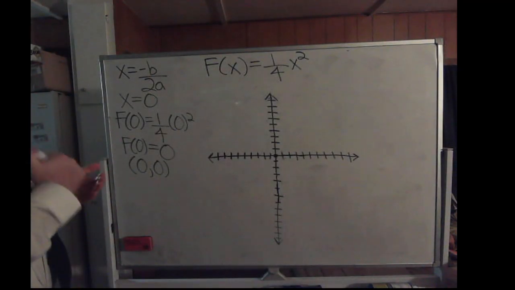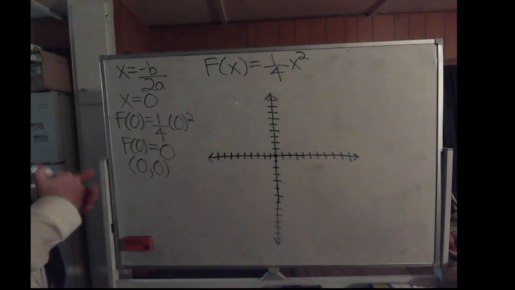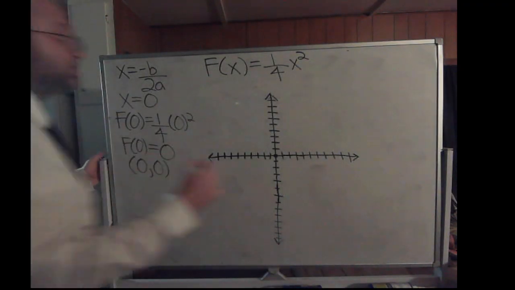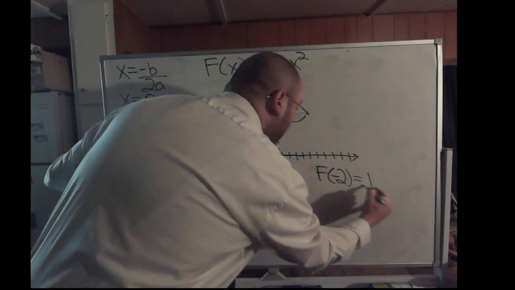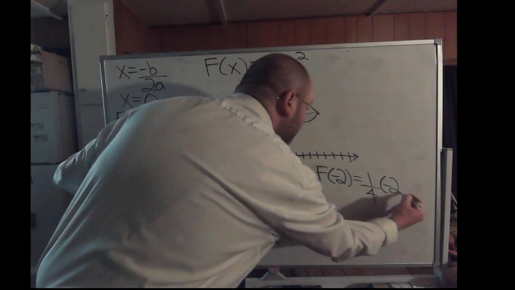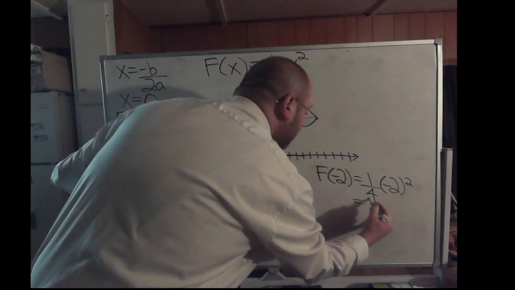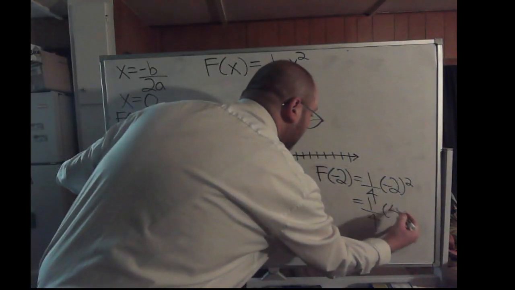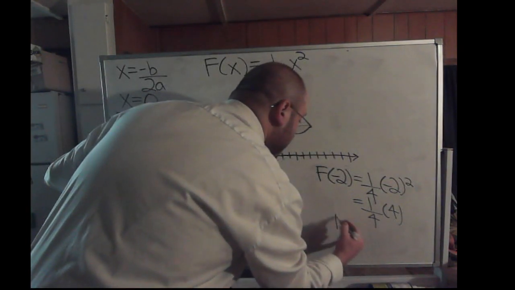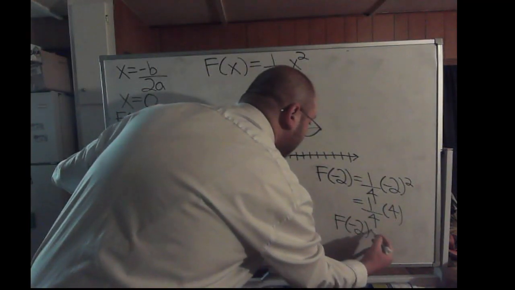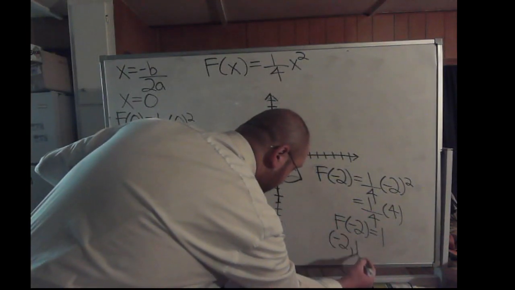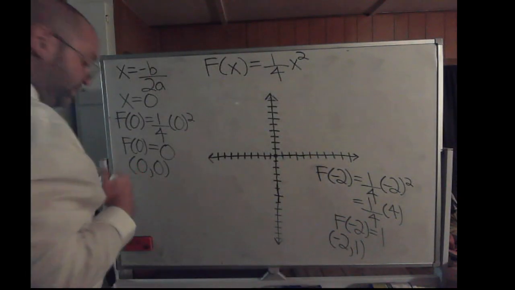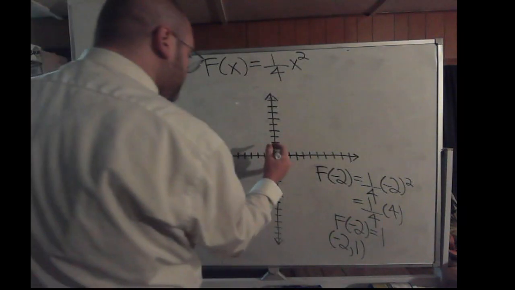Well, we don't want to have just one point, do we? What I'm going to suggest is we pick a couple points and plot them. So let's start with, let's say, f of negative 2. That would equal 1/4 times negative 2 to the second power, which would mean that's 1/4 times 4. So that means f of negative 2 equals 1. So you would get the point negative 2, 1 as one of your points. So we can plot negative 2, 1 right here.